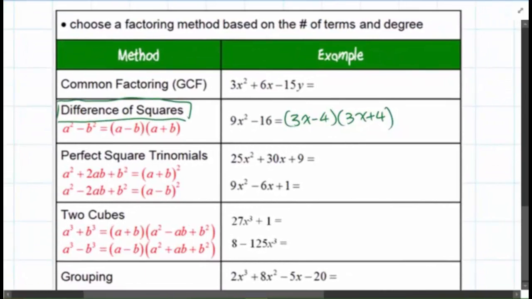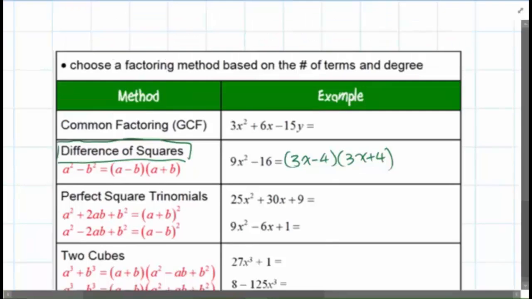So right now we're going to use a difference of squares. So a squared minus b squared equals parentheses a minus b times parentheses a plus b. So that would, for this example, be 3x minus 4 times 3x plus 4. Let's just memorize this now. Just utilize this first. Just don't care about the others.